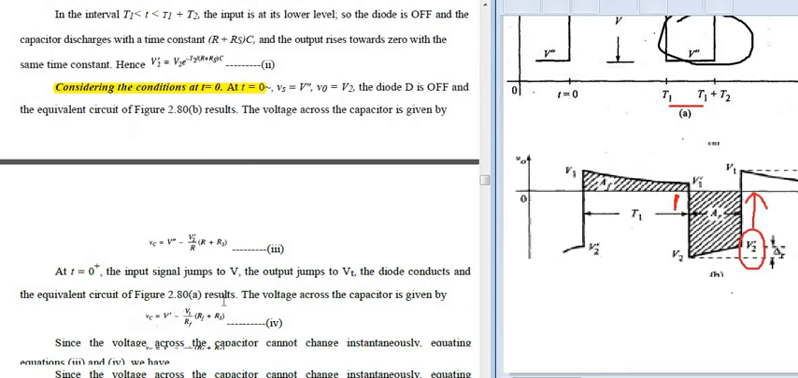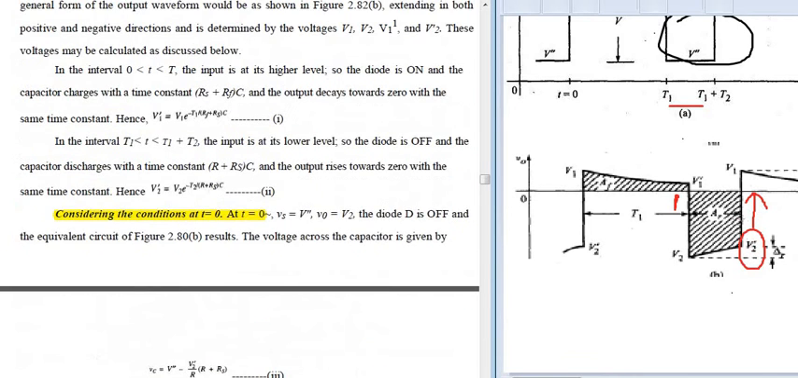For that, we are considering the condition at time t equal to 0. In the very first condition, t equals 0 and your source voltage is V2 double dash. Here this is the source voltage that I am considering. This is the first condition. If your Vs is equal to V double dash, then what is the condition? The diode will be in the off condition. Okay, so this is how we will be seeing it.